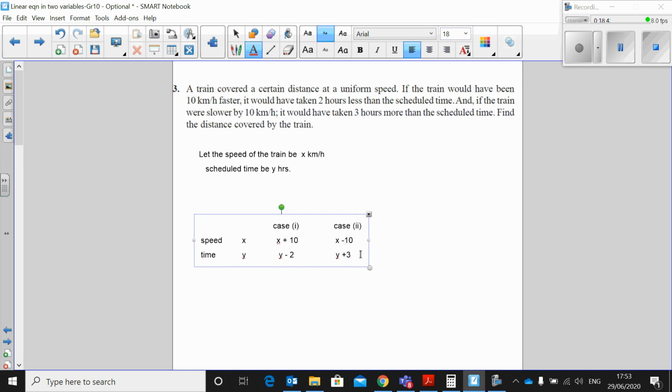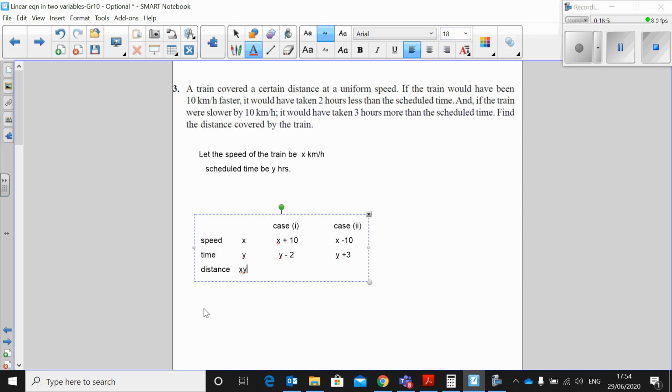Now think about what the distance will be. What is meant by distance? Speed into time, correct? So this will be x into y. In this case, everywhere the distance must be equal. They cover the particular distance only.